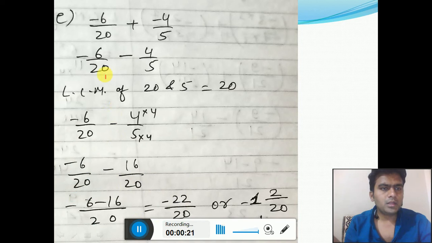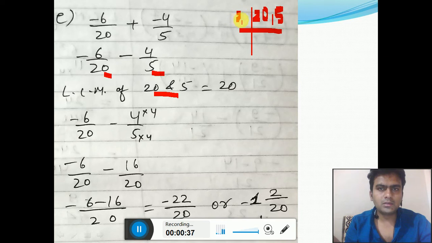So to make the denominators equal, we will take the LCM. So LCM of 20 and 5 is 20. I think you know how to take the LCM of 20 and 5. So by which number can this 20 be divisible? The 20 can be divisible by 2.